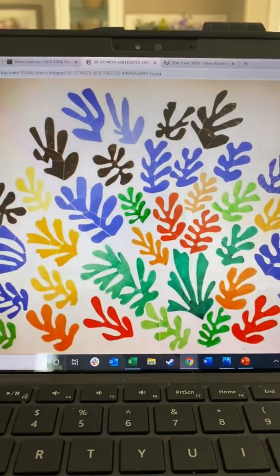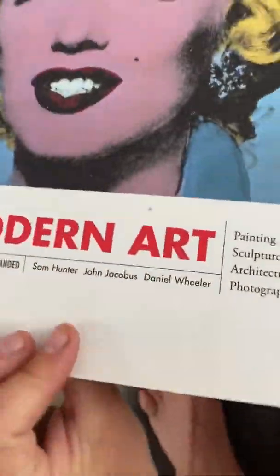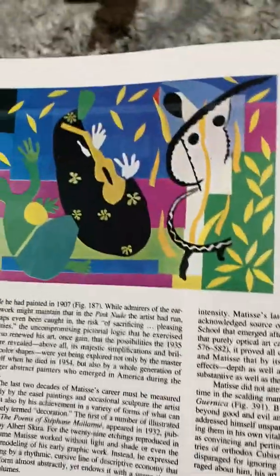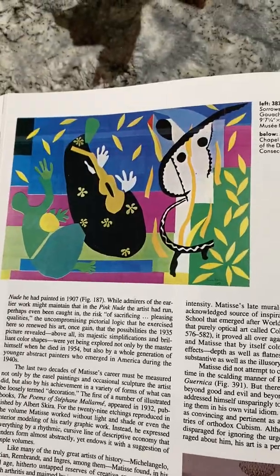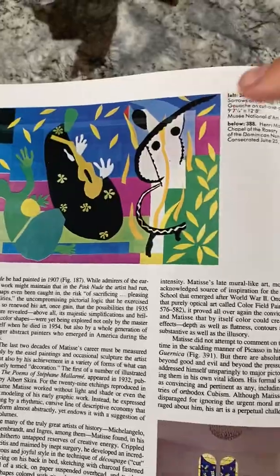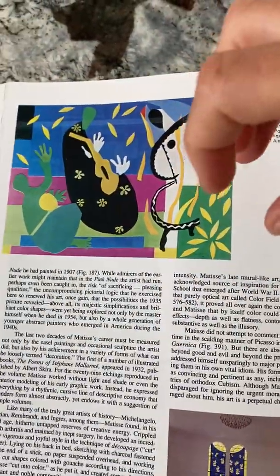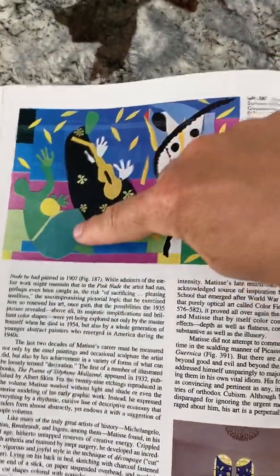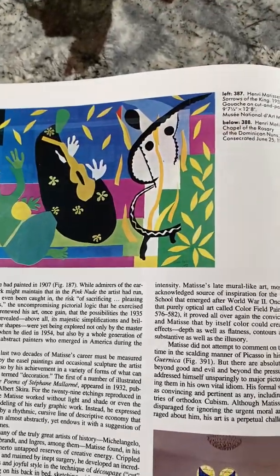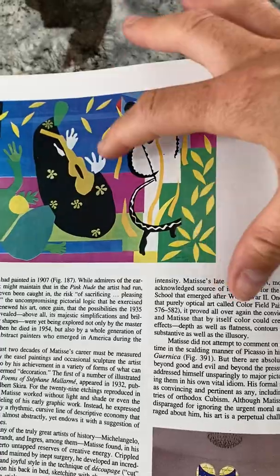I went and grabbed my old textbook from university that's called Modern Art and started looking for some of the Matisse pictures. So here's another one that he did. And again, you can tell that there is a lot of colors, a lot of big, bold shapes. There's a person here, an instrument. And so there's a lot of movement in the picture, a lot of colors, a lot of big shapes.